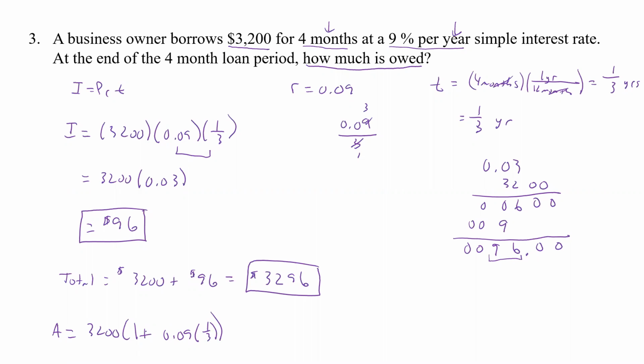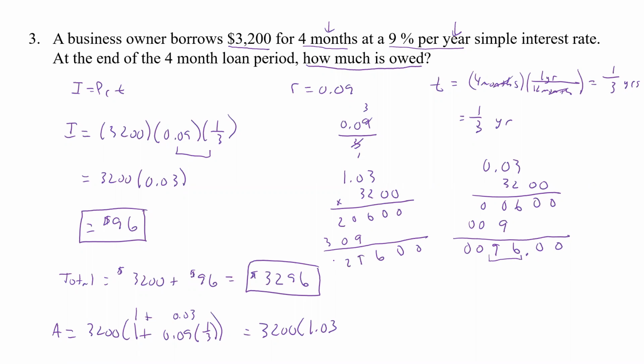Okay, so we found that this one was 0.03 when we multiplied it up here, and we're going to take 1 plus that. So really, this is going to be 3,200 times 1.03. Well, what do we get when we do that? So 1.03 times 3,200, that's 0.0602. And then here we have a 903. So it's 0.06923. And so that's 3,296. And guess what? This number matches this one.